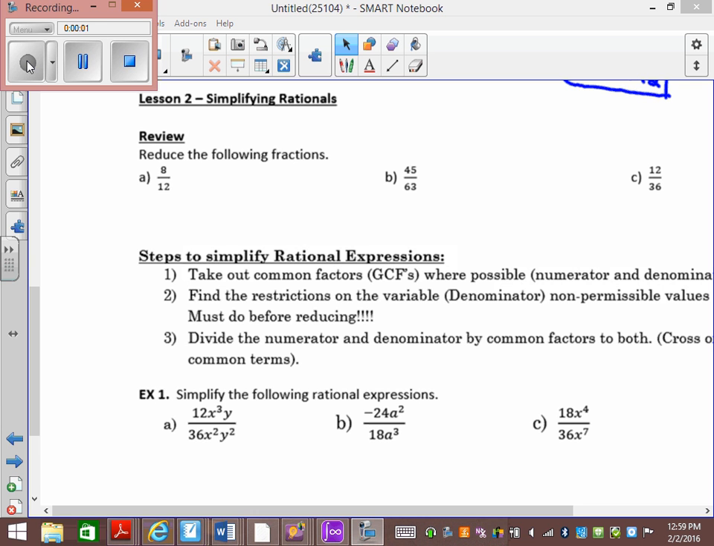Doing simplifying rationals, once again, it's an easier lesson than the ones coming up. So you have to really know what you're doing for these ones, because we really want to get the easier lessons down really, really well, so when we get to the harder ones, they're not as bad. So it says reduce the following fractions.